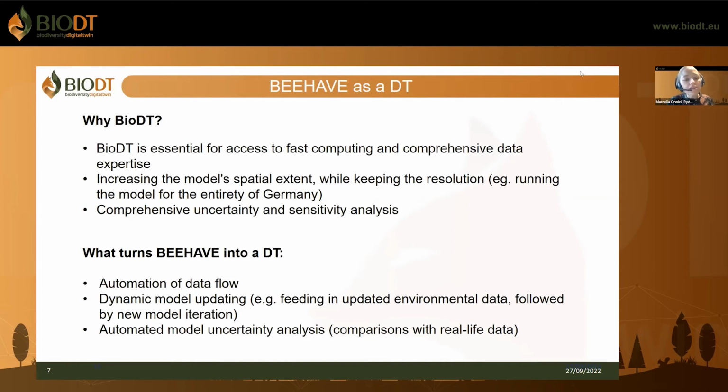So BEEHAVE currently is a model. How do we turn this into a digital twin? There are several things that are necessary, for instance, automation of the data flow and dynamic model updating, meaning the feeding in of updated environmental data followed by a model iteration. We could imagine this happening, for instance, one time a year at that level of granularity to begin with, perhaps even more regularly in the future. And also automated model uncertainty analyses, so comparisons with real-life data, which we have a lot of.